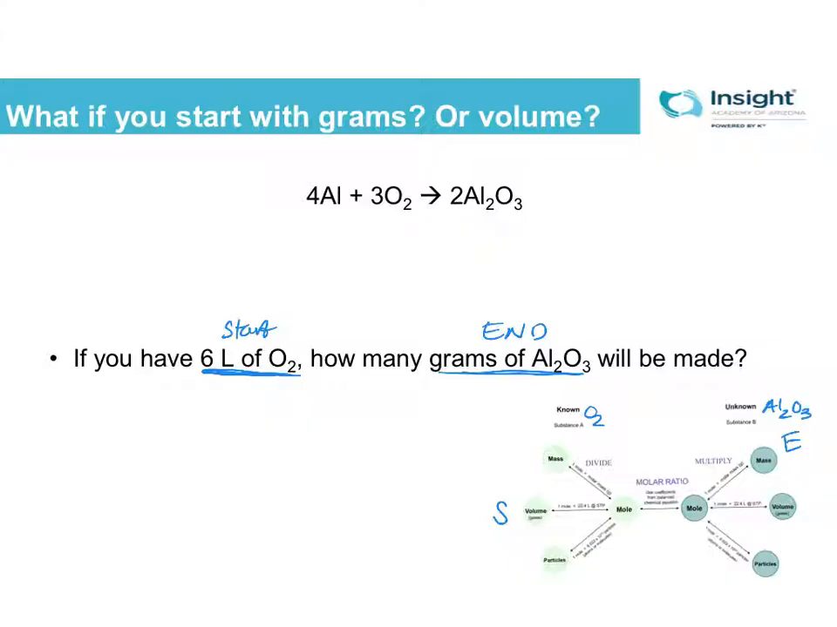So, first step is dividing by 22.4. I've got 6 liters divided by 22.4 liters, which is going to be 6 divided by 22.4, 0.27 moles of oxygen. My next step is going to be my molar ratio.